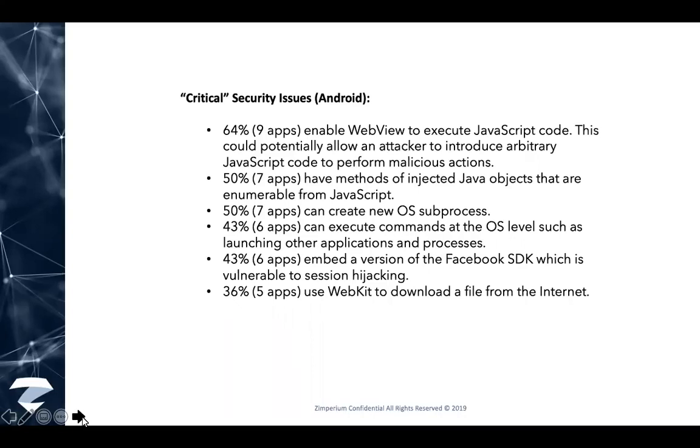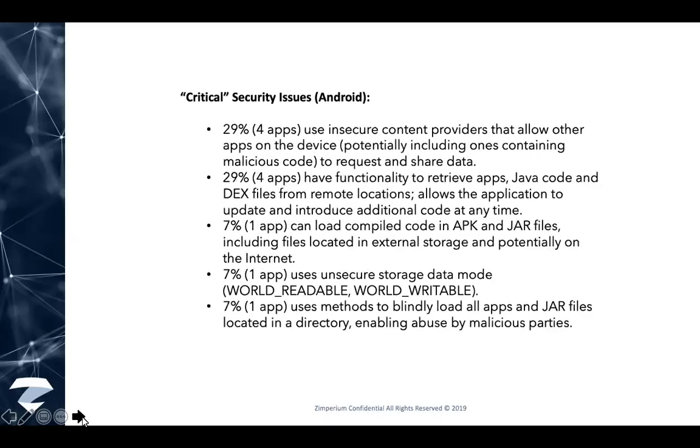We talked about the injection piece. We talked about the ability to execute commands at the OS level, but also 50% can actually create brand new subprocesses at the OS level. 43% have a version of the Facebook SDK that's been vulnerable to hijacking for quite some time. And then we talked about the WebKit download file from the internet, again, part of the injection side of things.